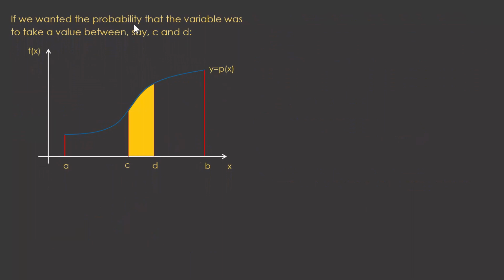If we wanted the probability that the variable was to take a value between, say, c and d, in other words, we're talking about this area here. If we know p of x, we can calculate this using an integral, the integral from c to d of p of x dx.